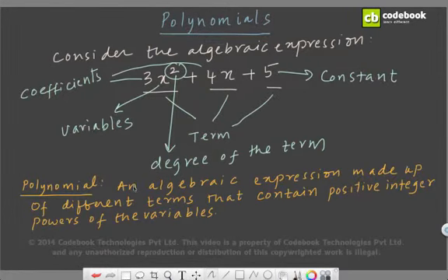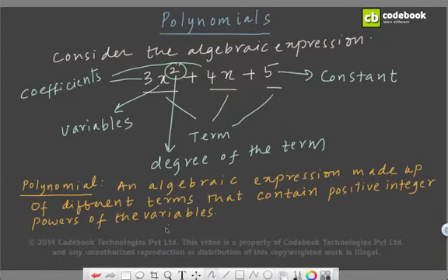So a polynomial is defined as an algebraic expression made up of different terms that contain positive integer powers of variables. If you consider the above expression, it is made up of different terms and each of its variables has a positive integer power. So this is a polynomial.